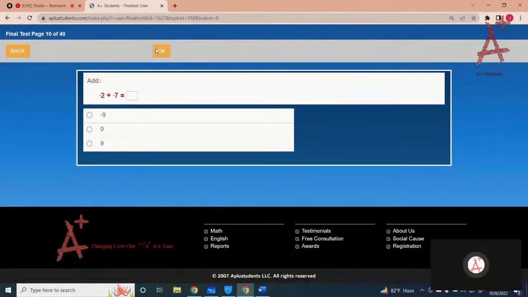Okay, negative 2 plus negative 7. So you have to add them. 7 plus 2 is 9, and both the numbers have the same sign, so the answer must be negative. It would be negative 9. Got it?